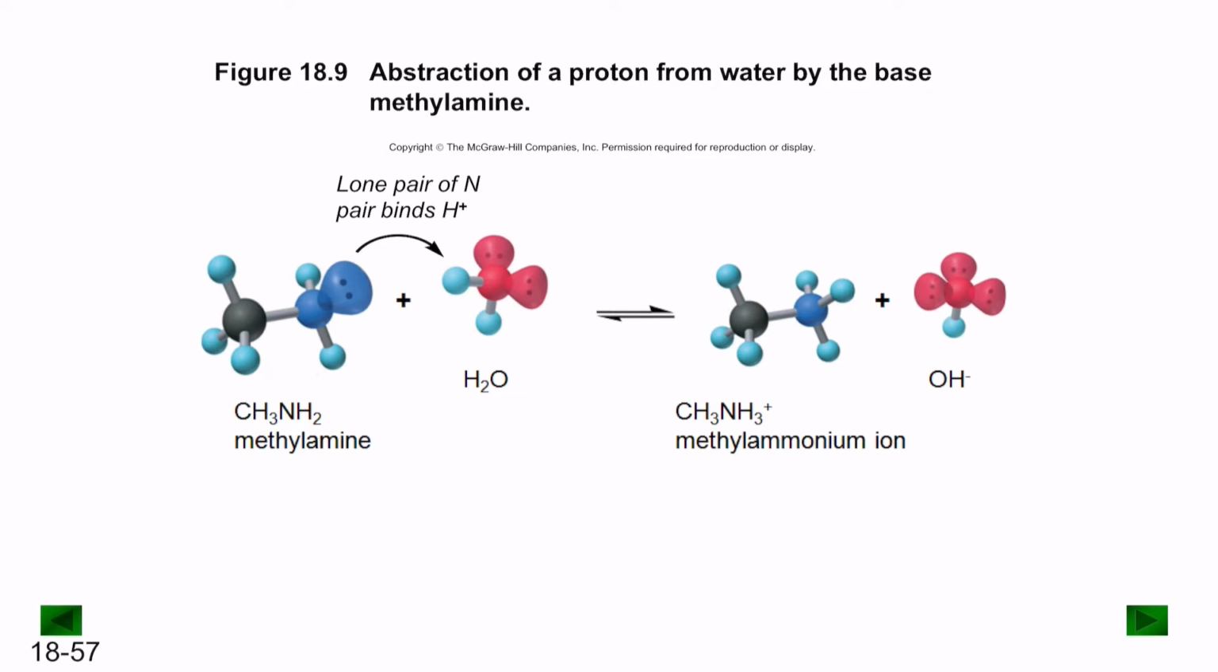The lone pair of electrons on the base binds to a proton, the hydrogen, resulting in a positively charged ion and OH minus.